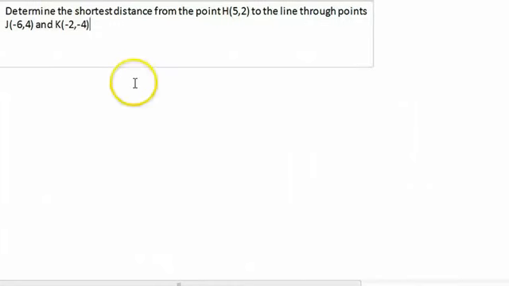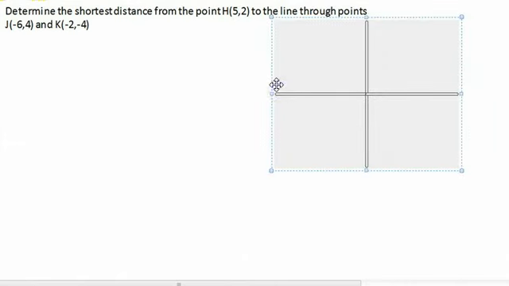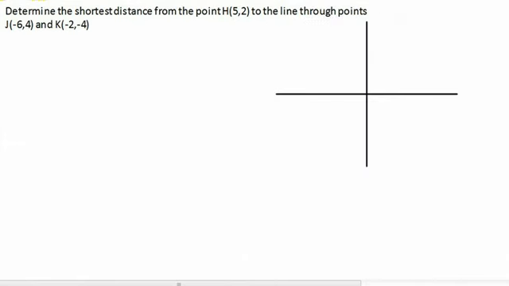Okay, in this video we're going to go through this question. We're going to determine the shortest distance from the point H(5, 2) to the line through points J(-6, 4) and K(-2, -4). So like always, the first thing I want to do with these types of problems is draw a picture, because even if I don't know what to do, a picture is going to help me visualize possible approaches.